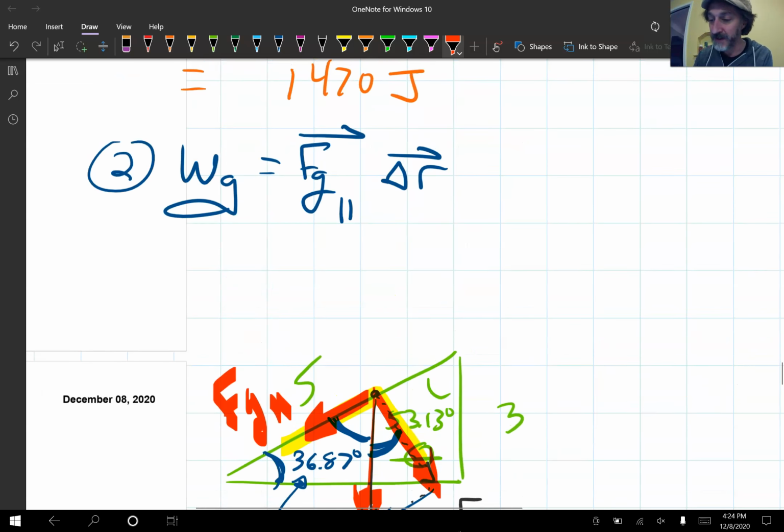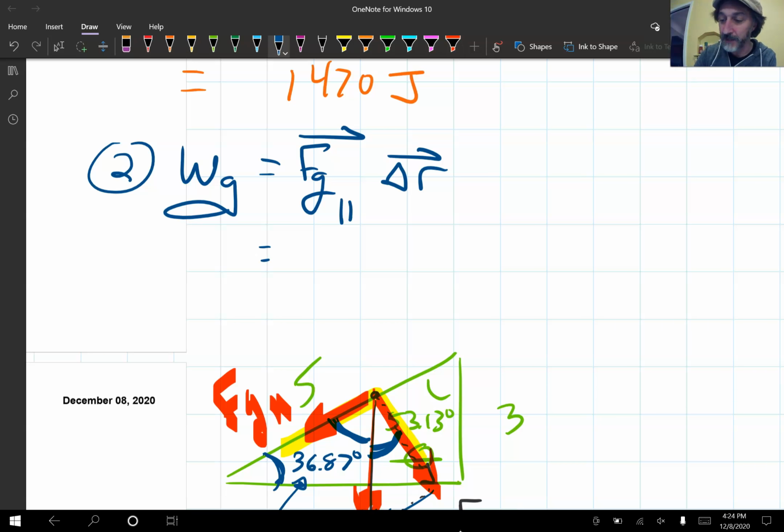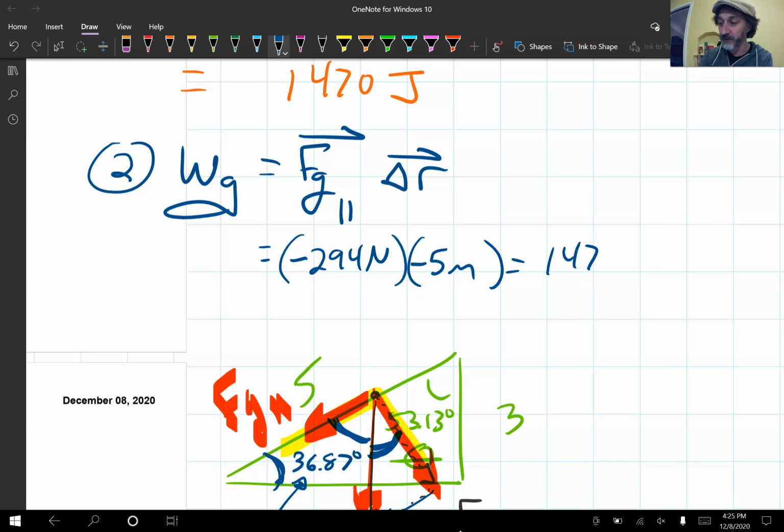So now to find my work done by gravity, I can take my FG parallel, which we just decided was 294 newtons, down the hill, so I'm going to make it negative, times my displacement, which is 5 meters, down the hill. So multiply that, and it gives you 1,470 joules. All right, so that was option 2. Now, despite the fact that that was a pain in the butt, sometimes that's the easier method, just depending on what you know.